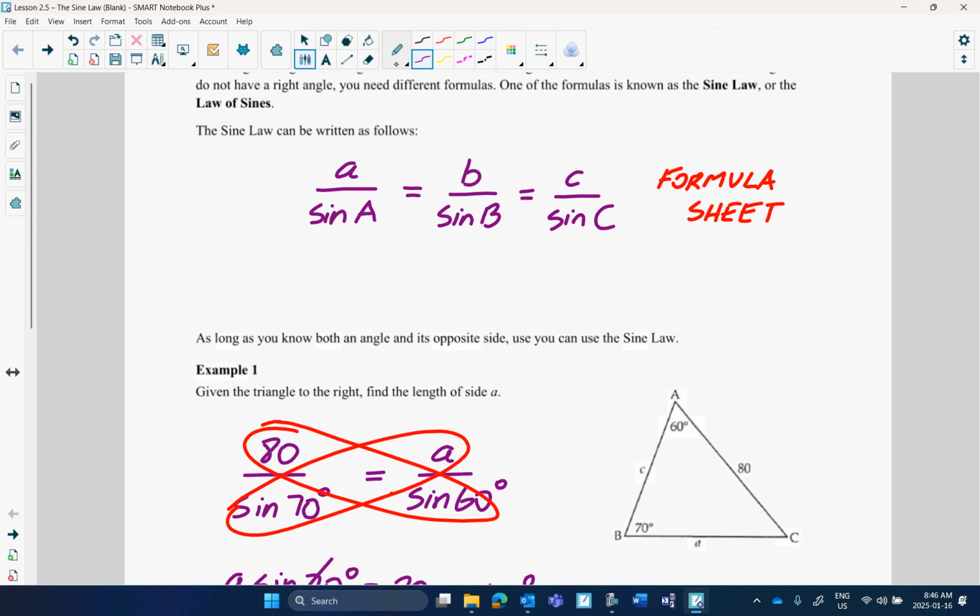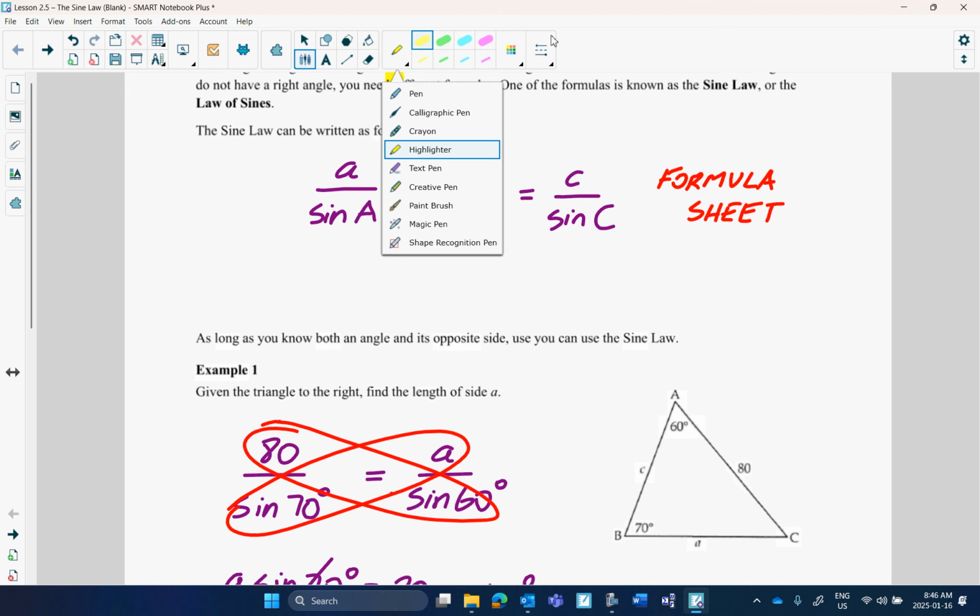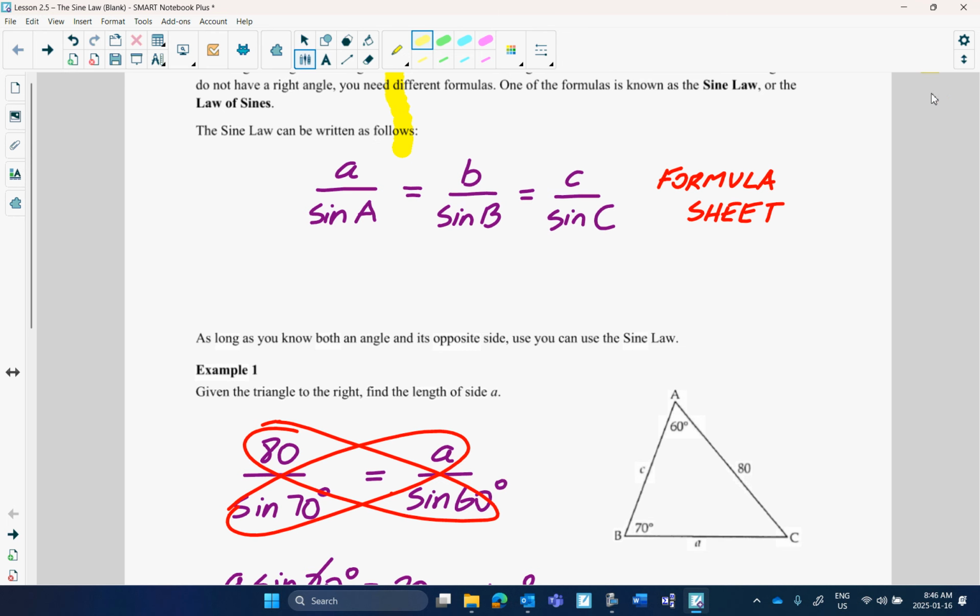Let me highlight. I have to do it this way. Whoa. Okay, stop doing that.